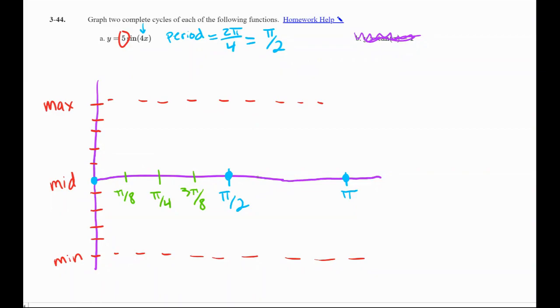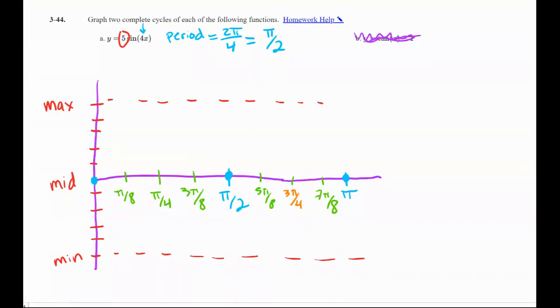Then we can just keep going, right? So that's 4 pi over 8, 5 pi over 8, 6 pi over 8, 7 pi over 8, and then I'm just going to make this nice and pretty by simplifying. 6 pi over 8 is 3 pi over 4.